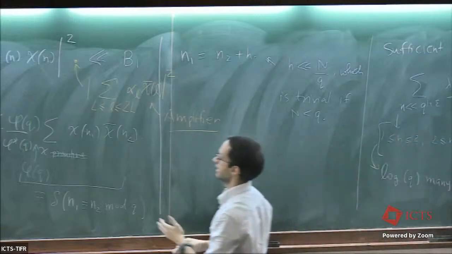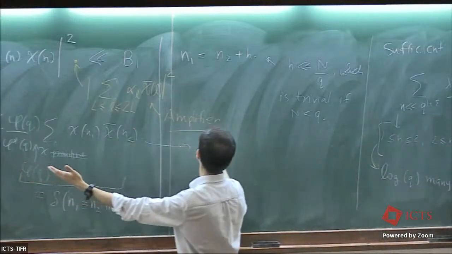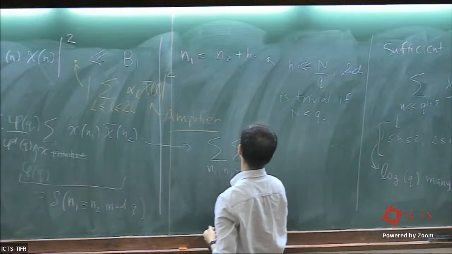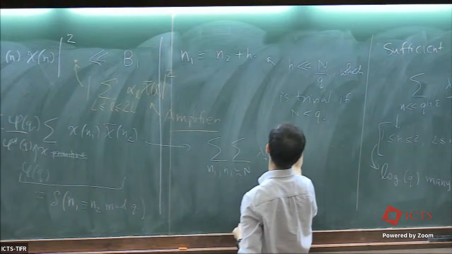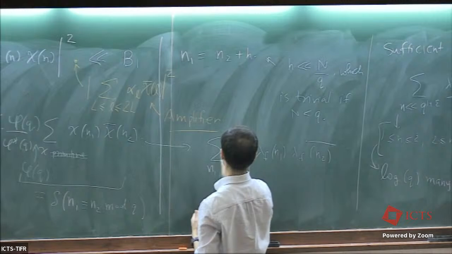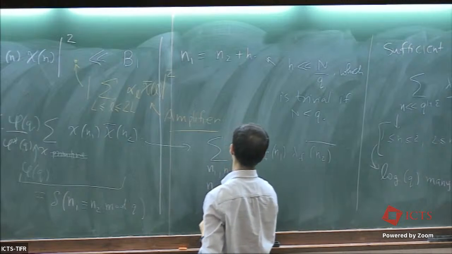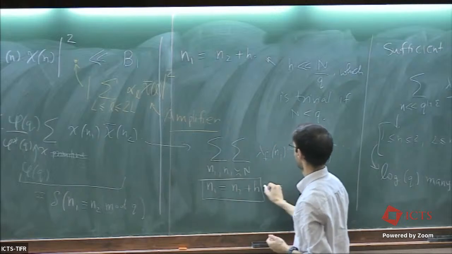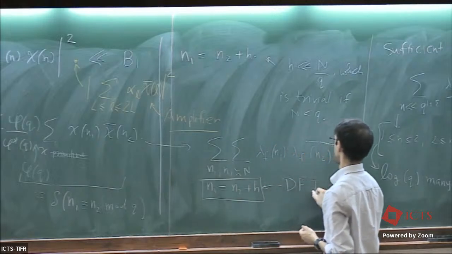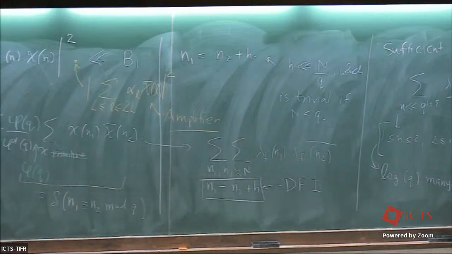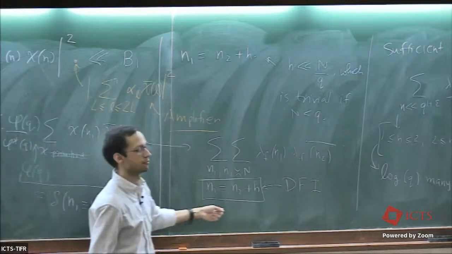The point is that once you have all of this, you can write this double sum as lambda f n1, lambda f n2 bar, and then you have to write n1 is equal to n2 plus h. And this is exactly the condition where DFI use their delta symbol. So in order to detect a shifted convolution sum, they used their delta symbol.